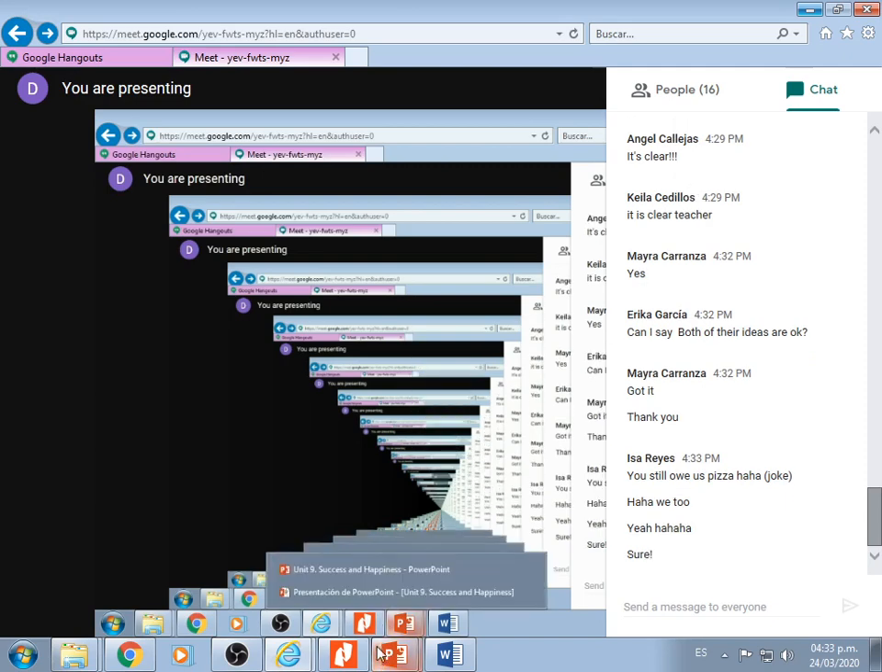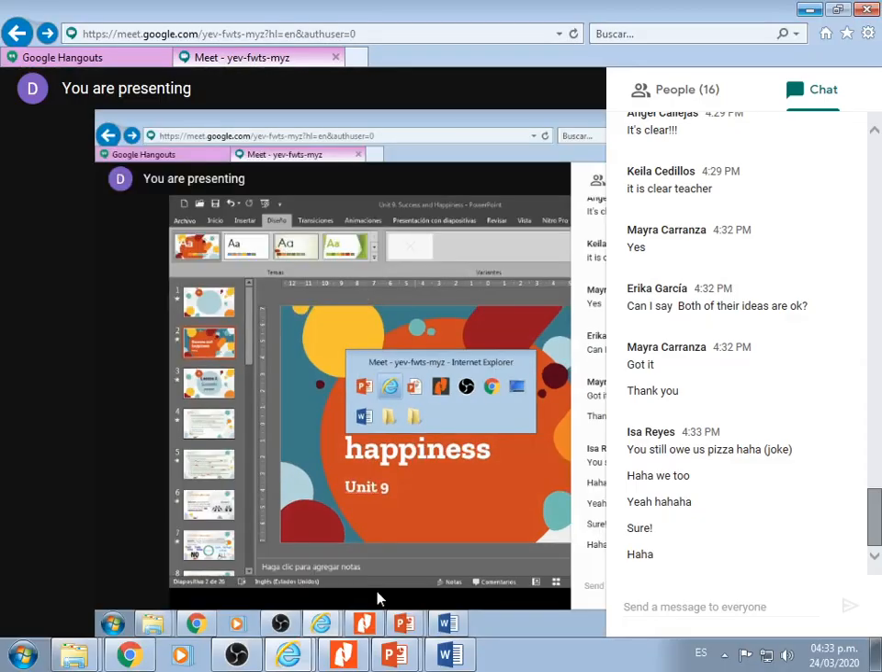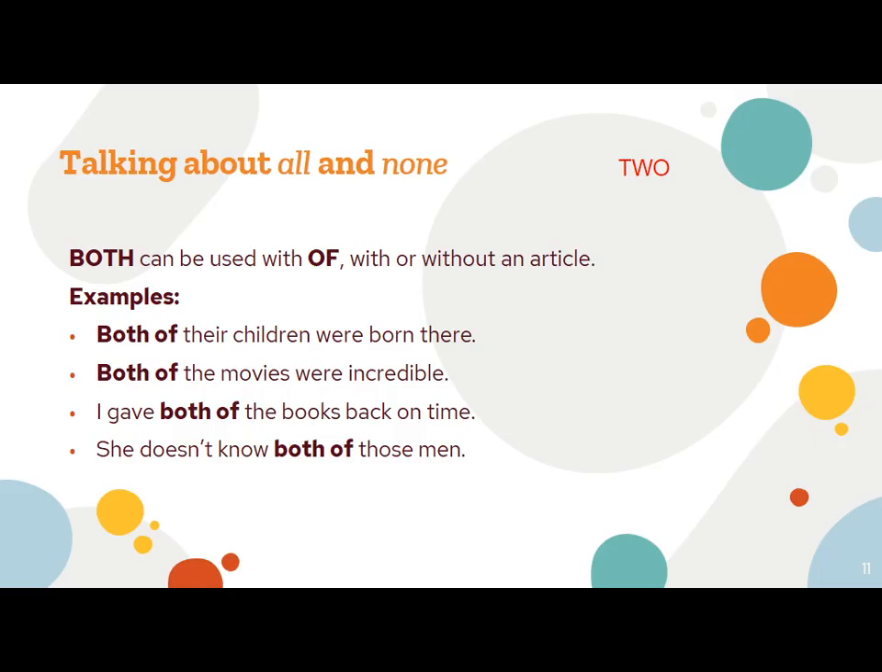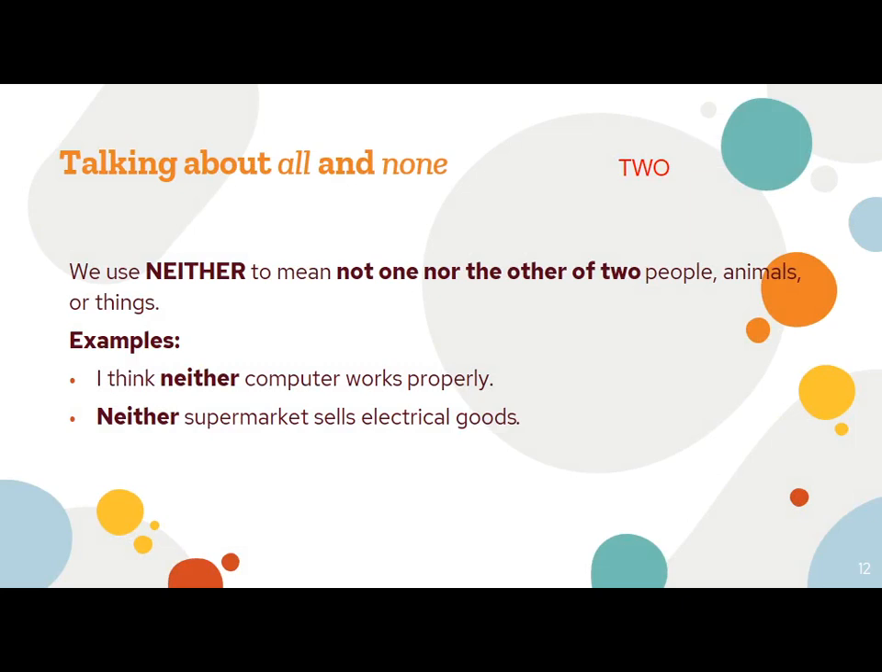Okay, perfect. All right, let's continue. Now, that's in the case of both. Now we're going to continue with something else referring to two different things. We use neither to mean no one nor the other of two people, animals or things. The example that we're going to have right here is, I think neither computer works properly.